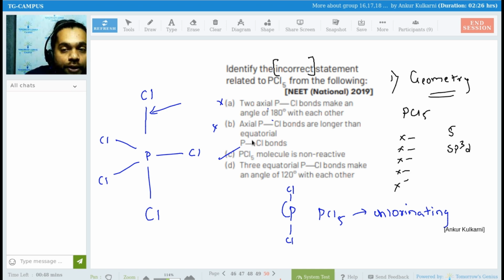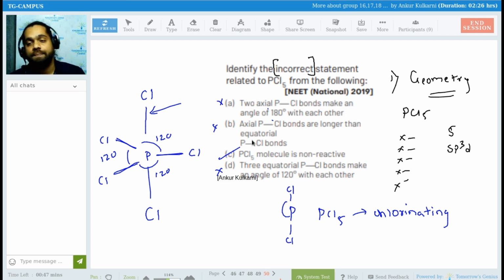Three equatorial PCl bonds make an angle of 120 degrees. So yes, it is a triangle. These are the equatorial bonds, and it makes a 120-degree angle. Sarjana, Prashansky, Sashidharan, is it clear? That's why the answer is C. The answer is C. Next. Let's move to the next.